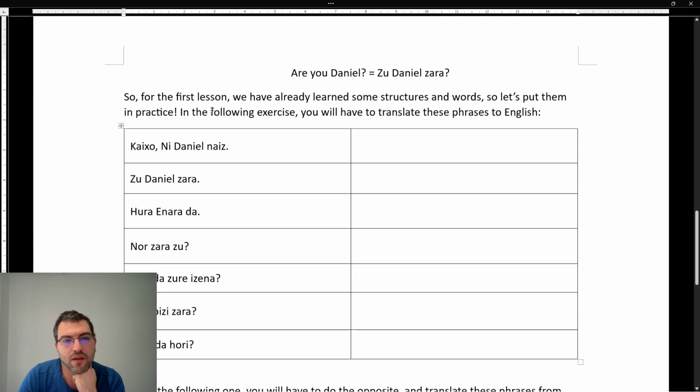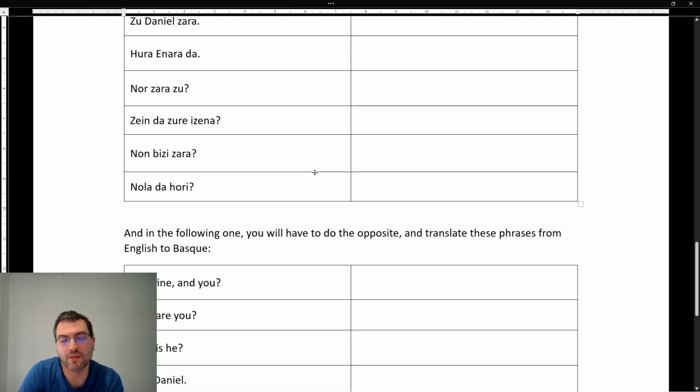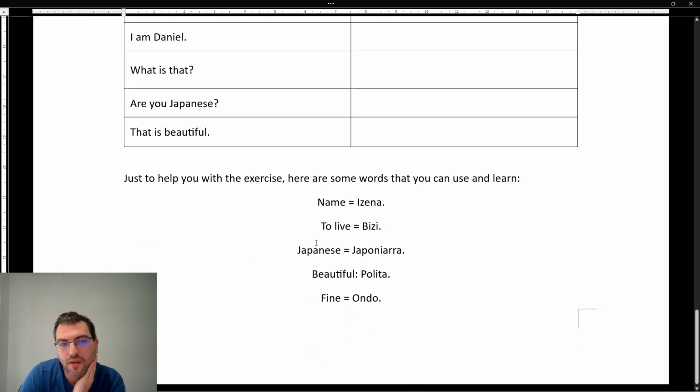So for this first lesson, I just prepared some phrases to translate into English, and afterwards to translate from English to Basque. To help with this, there are some words I prepared. For example, name. In Basque, it would be izena. To live, it would be bizi. It's just the infinitive form of the verb.